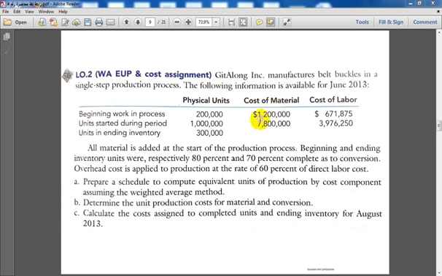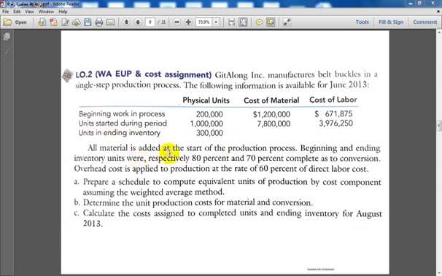Its cost of direct material 1,200,000. Cost of labor 671,875. Units started during the period 1 million units. Its cost of material 7,800,000. Its cost of labor 3,976,250. Units in ending inventory 300,000.